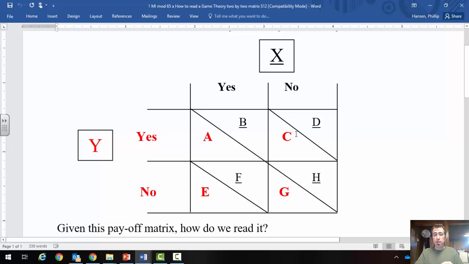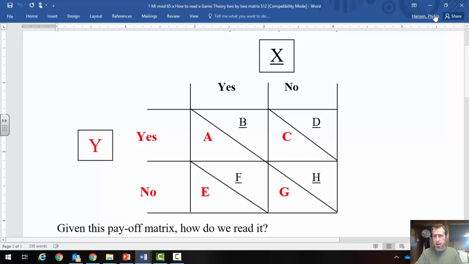Now, we figure out what Y will receive, what payoff they'll receive, by what X decides. So if X and Y both decide yes, then Y will receive A and X will receive B. Now, if X decides no sales and Y decides to do sales, then Y will get a payoff C and X will get a payoff D. So that's an example of how you might read one payoff matrix.